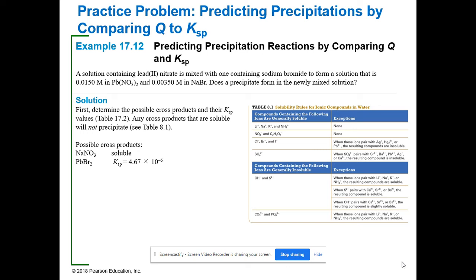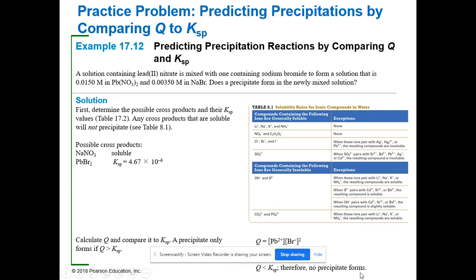Great. So now we know what we're looking at. So we're going to be looking at the lead 2 bromide. That's the only one we're going to focus on. That's the only product we care about, right? Because the other one is completely soluble. So what we can do is we can go ahead and write a Q expression. So Q is the same as K, right? It's just when we're not at equilibrium. So our Q equals our lead 2 plus times our bromine, right, squared.